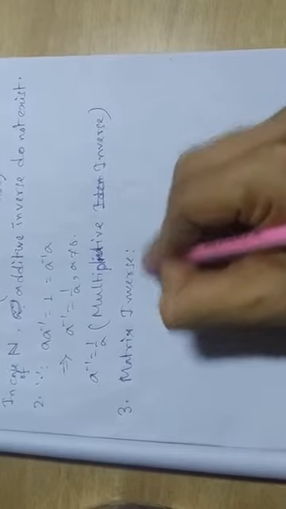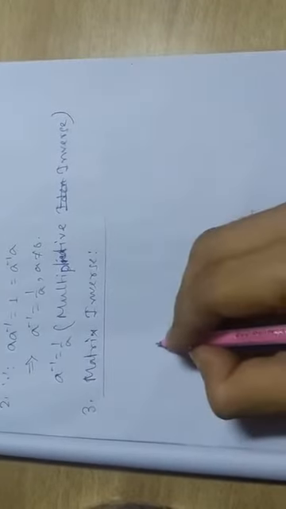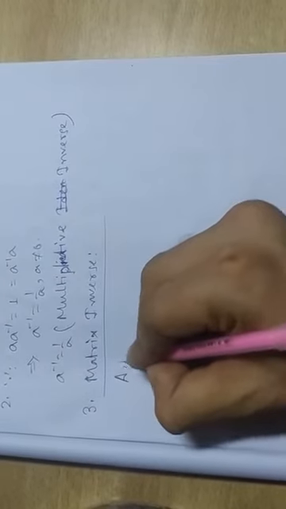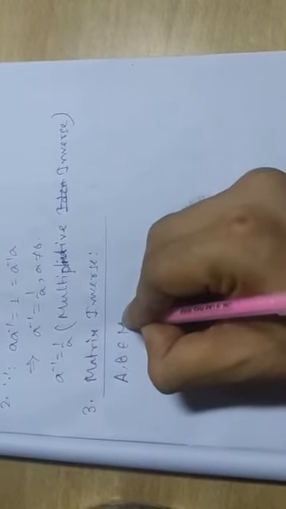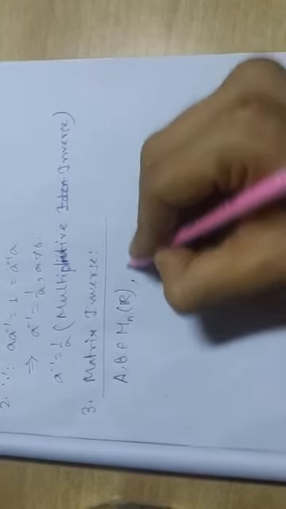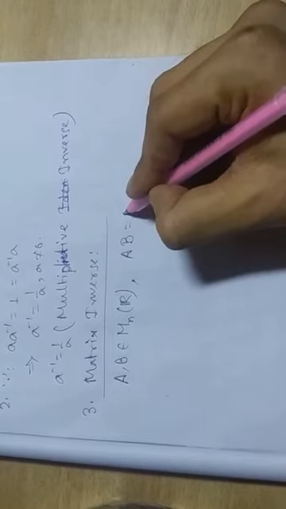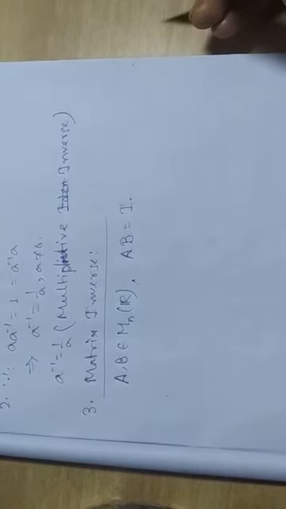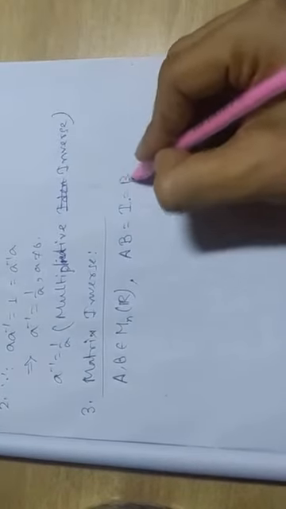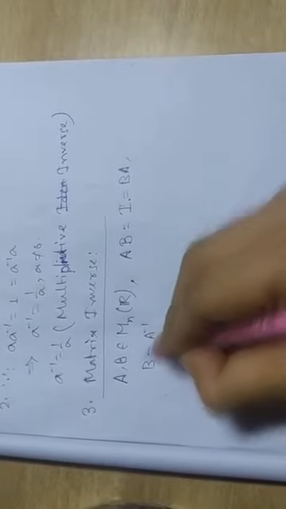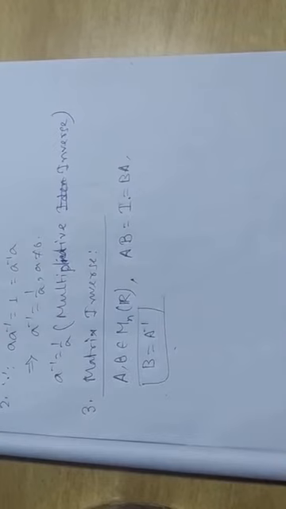So how are we defining the matrix inverse? If we are taking two matrices A and B from the set M(R), and we can say that AB equals I, equals BA, then we say that B is nothing but the A inverse. This is the definition of matrix inverse.